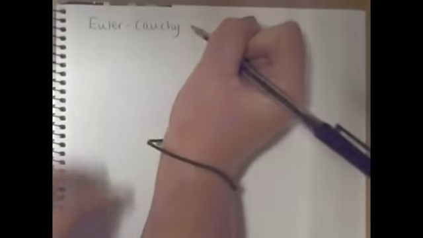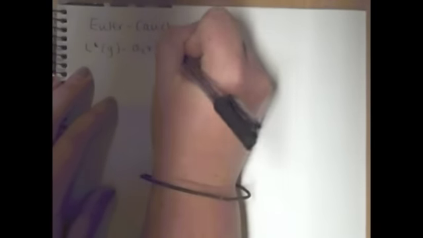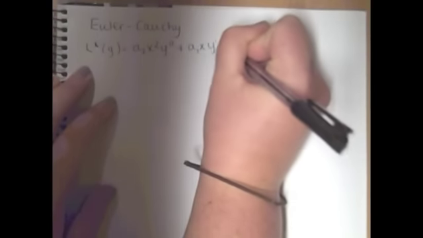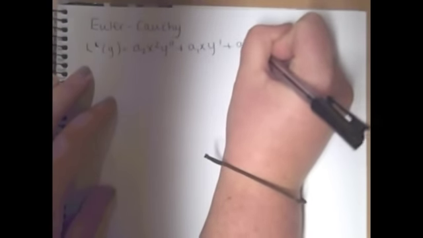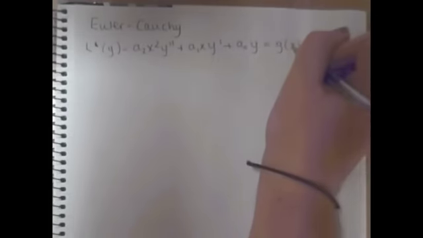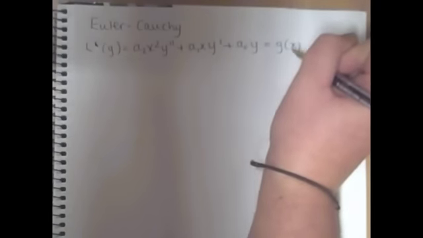Right, we're going to look at the Euler-Cauchy formula. We use this method for equations of the form Ly = a2 x² y'' + a1 x y' + a0 y = g(x), where a2, a1 and a0 are constant values.